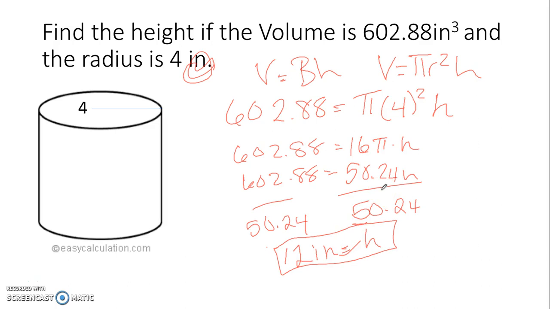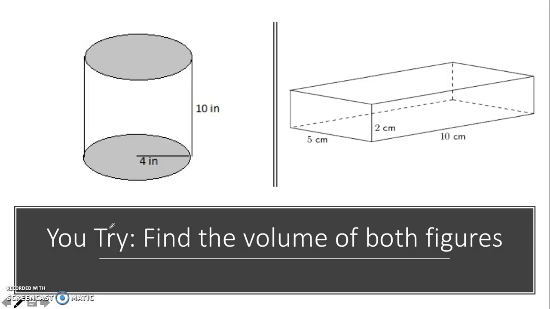Okay, so as a little review, anytime that you have a prism or a cylinder, anytime that you have something that has two bases across from each other, you're going to use the formula volume is equal to the area of the base times the height. So use that new information to find the volume of both of these figures. One of them is a cylinder and one of them is a rectangular prism.